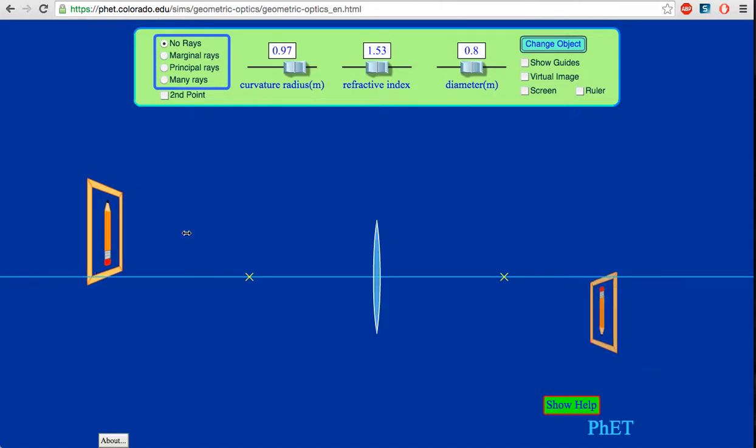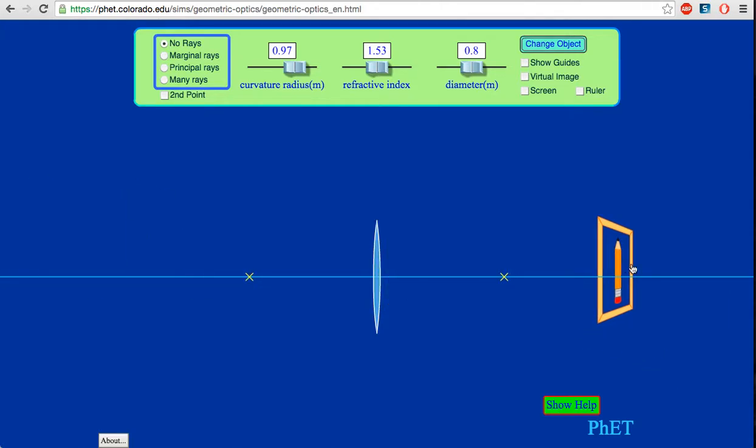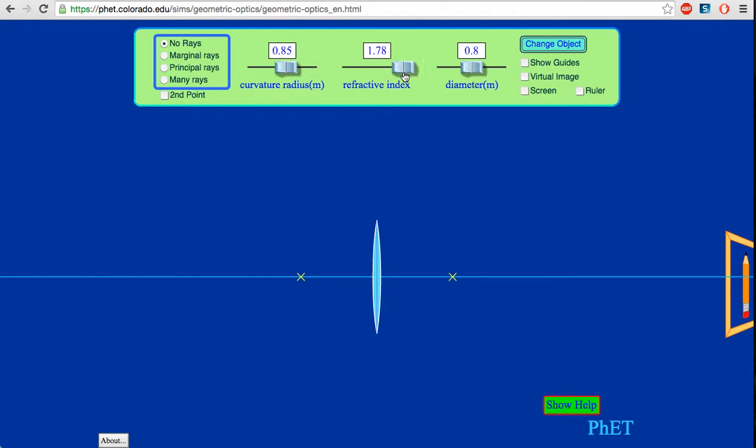Okay, let me just move this object further away first. By changing the curvature, you notice there's a change in this x, right? So why is this x changing? Oh, I changed the refractive index. That means I changed the type of material. You see the change in this x.